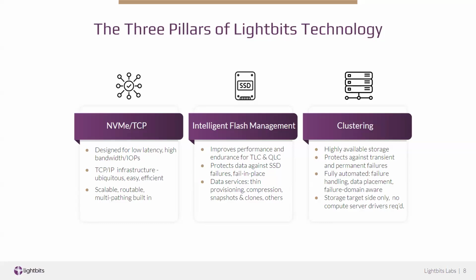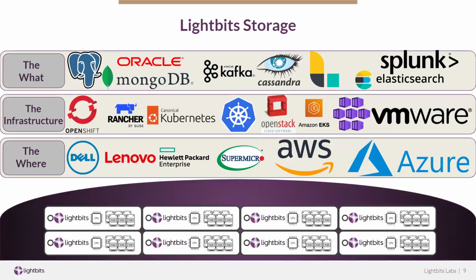A minimum cluster of Lightbits is 3 targets. And with clustering, we're able to achieve a resiliency at the cluster level. With the flash translation layer, and also we have local erasure coding on each of the targets, we're able to sustain resiliency at the target level. So you lose a SSD, and there's no impact on performance.